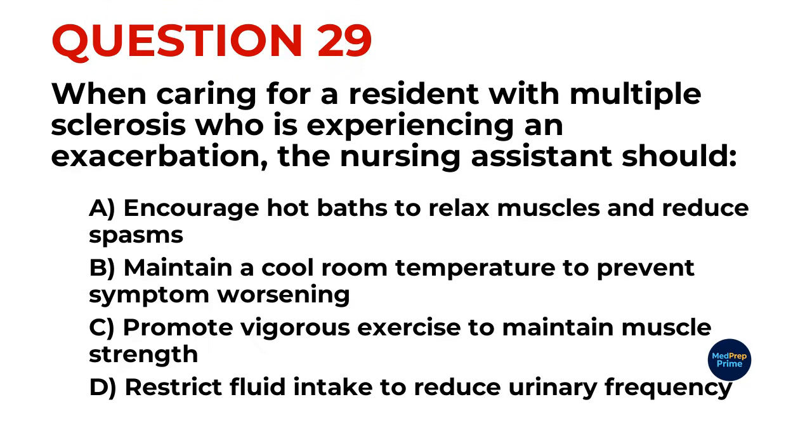When caring for a resident with multiple sclerosis who is experiencing an exacerbation, the nursing assistant should, Option A, encourage hot baths to relax muscles and reduce spasms. Option B, maintain a cool room temperature to prevent symptom worsening. Option C, promote vigorous exercise to maintain muscle strength. Option D, restrict fluid intake to reduce urinary frequency.